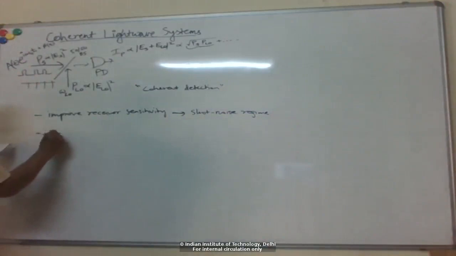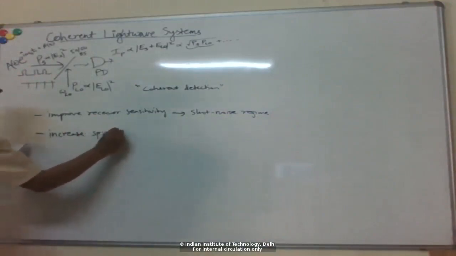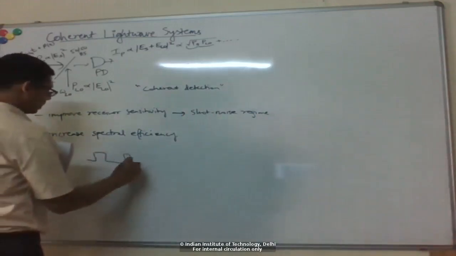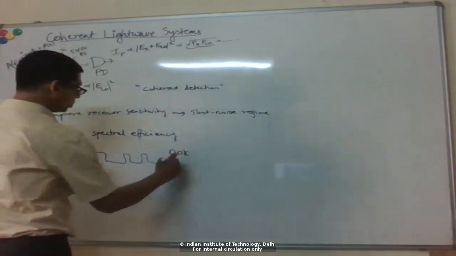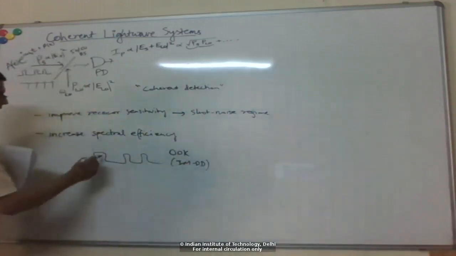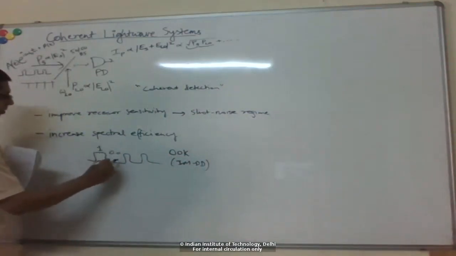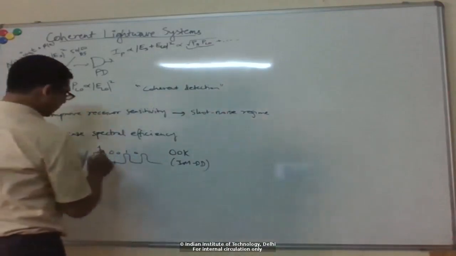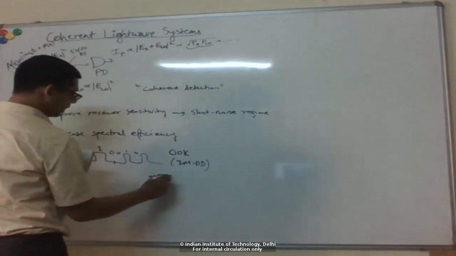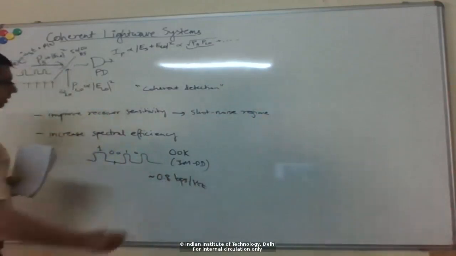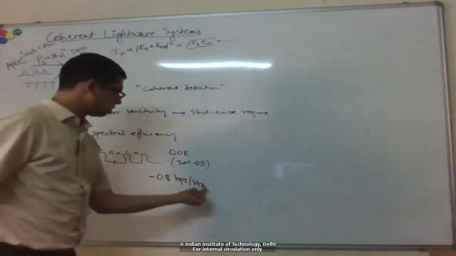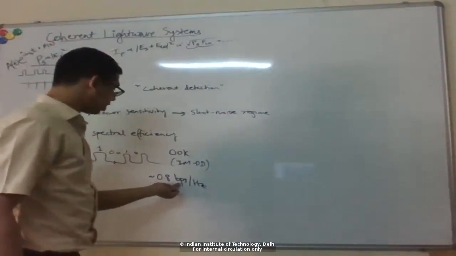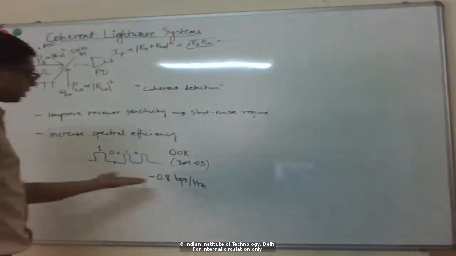And second is we can increase the spectral efficiency of our communication system. In direct detection, or IMDD, typically we just have bit 1 as high power and bit 0 as low power, right? So we're just sending 1 bit per symbol, and the spectral efficiency here is typically about 0.8 bits per second per hertz. Which means, for example, if I use a 50 gigahertz frequency bandwidth, I can do a data rate of 40 gigabit per second. Okay, so that's actually quite poor.